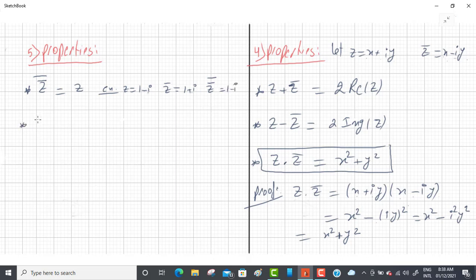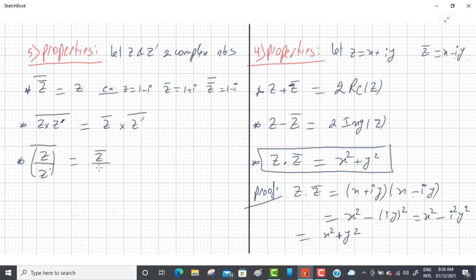Okay. Second property, the conjugate of z times z prime. Let z and z prime be two complex numbers. The conjugate of z times z prime is the conjugate of z times the conjugate of z prime. It's the same for the division: the conjugate of z over z prime equals the conjugate of z over the conjugate of z prime.